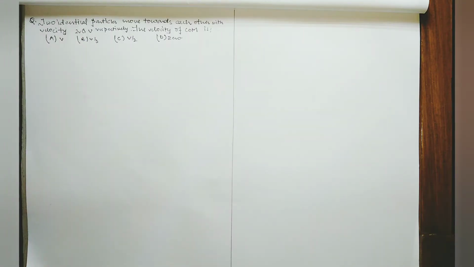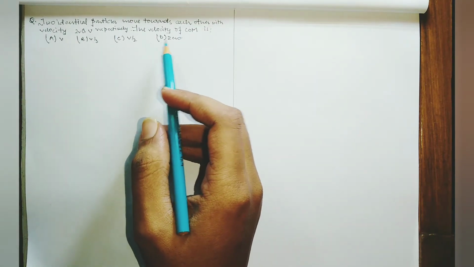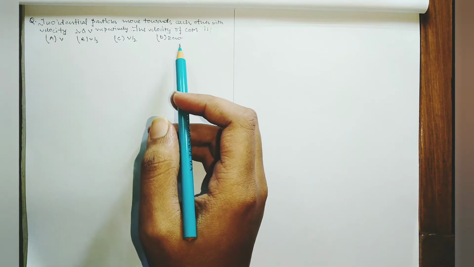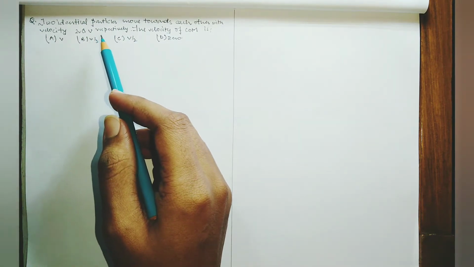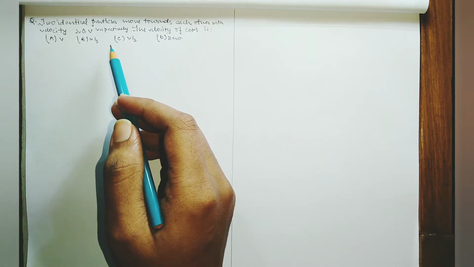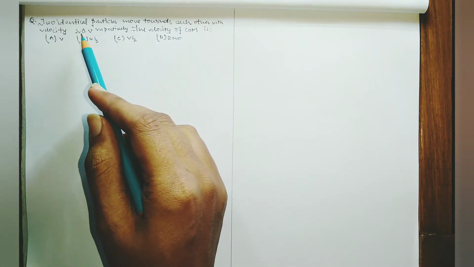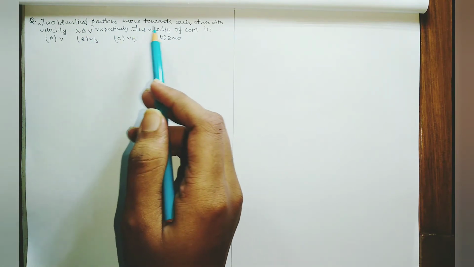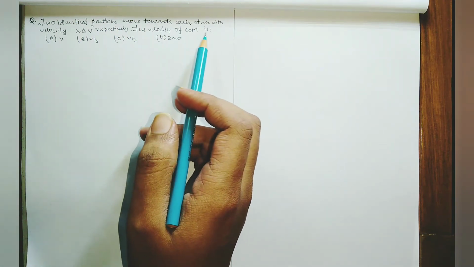Hello guys, welcome back to today's video. This video is based on the chapter Rotational Motion or Rigid Body Dynamics. This is the first question, which is one of the simplest questions of this chapter, which appeared in 2002 JEE Mains. So let's begin. The question reads: two identical particles move towards each other with velocities of 2v and v respectively. The velocity of the center of mass is?